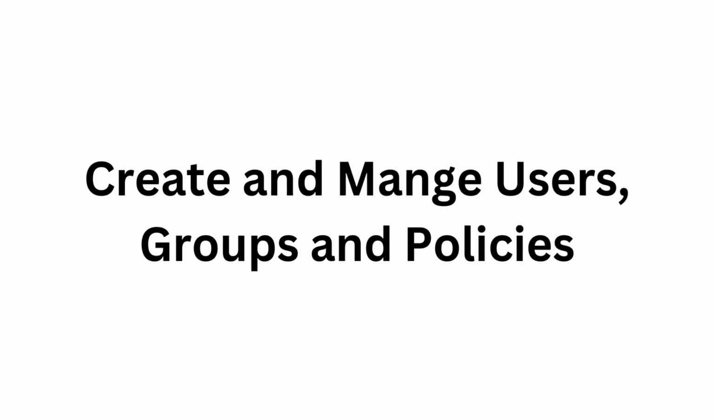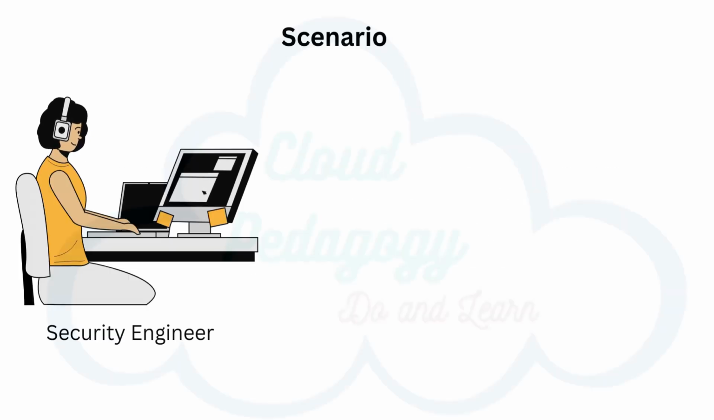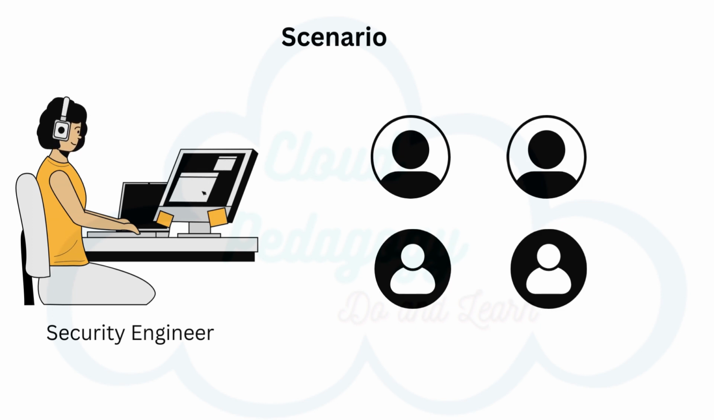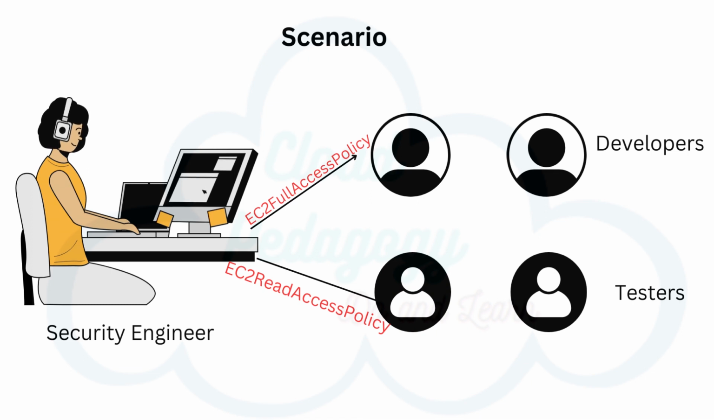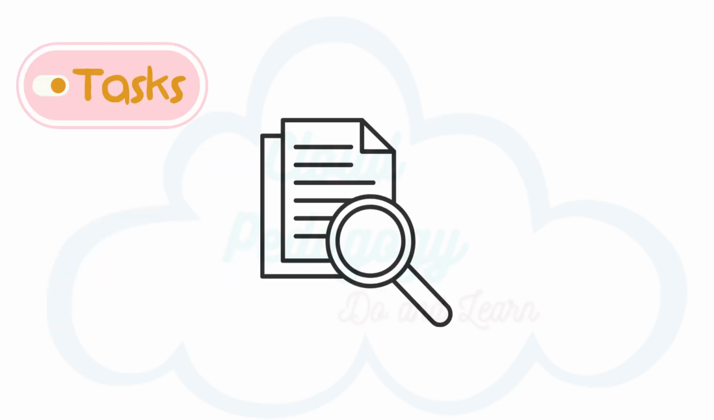We'll start with a scenario. In this lab, you are a security engineer for your web app team. There are 4 new team members who have joined your team and you want to create new IAM users for them. But 2 of them are from the development team, so they need EC2 full access policy for their developing app. Other 2 are from the testing team, so you can assign them to the Amazon EC2 read-only access policy. Let's try to analyze this scenario and try to create the task accordingly.